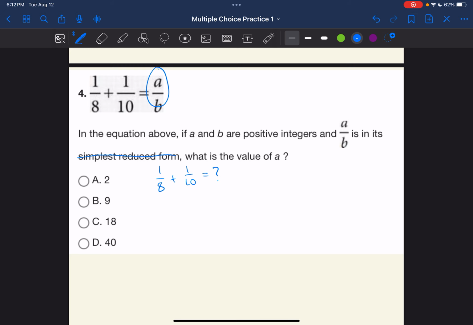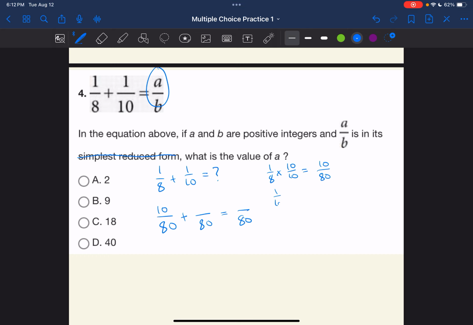8 is the denominator, and plus 1/10, which 10 is the denominator. 8 times 10 is 80. So something over 80 plus something over 80 will yield something over 80. What is 1/8 scaled to something over 80? If you multiply the bottom by 10, you have to multiply the top by 10. This way, if you multiply a fraction or anything by 1, which is 10 over 10, anything divided by itself is 1, you're not changing the value of it. You're just simply changing the way it's written.